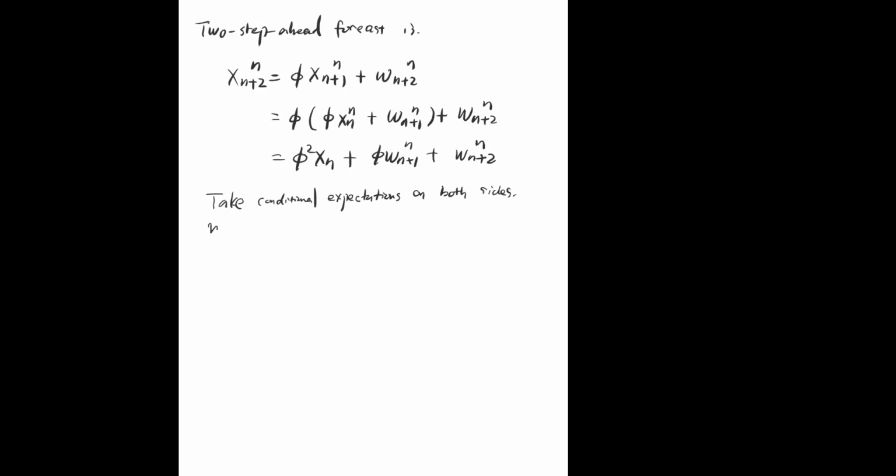And we can get the two-step ahead forecast, x_{n+2}^n given x1 all the way to xn, is equal to phi squared xn. Very easy to understand. All the error terms are white noise, so their conditional expectation is equal to 0. And all we are left with is xn, and the coefficient for that xn is phi squared.